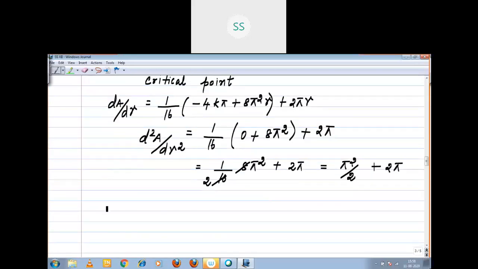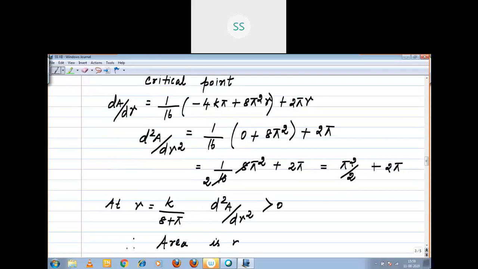At r equal to k by 8 plus pi, d square A by dr square is greater than 0. That means what can you say? The area is minimum. Therefore, area is minimum at r equal to k by 8 plus 2 pi.